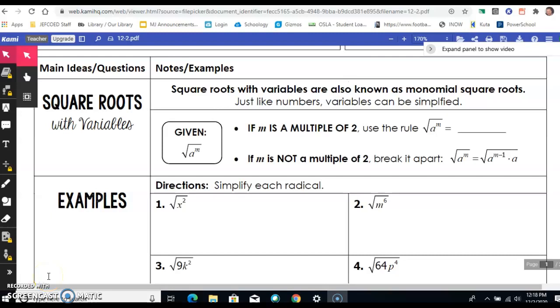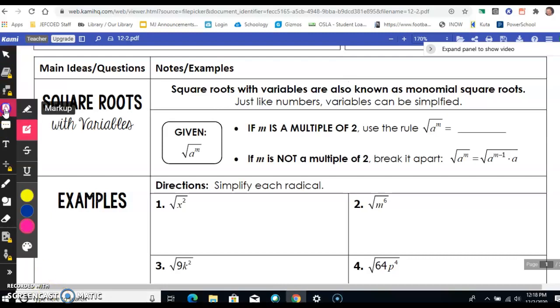All right, so Monday and Tuesday, guys, we dealt with square roots, perfect squares, cube roots, and perfect cubes. We're going to continue dealing with square roots of really single terms, which we're going to talk about what those are. But they're going to be called square roots with variables, okay? We're going to have variables inside the square root.